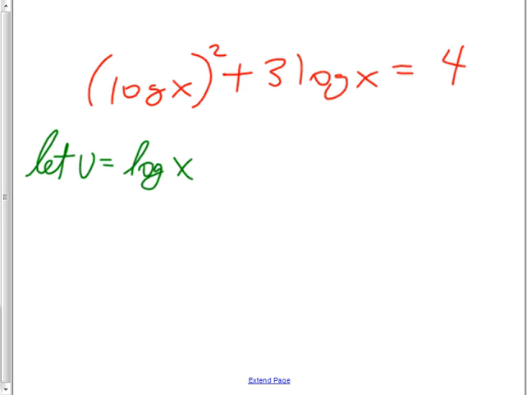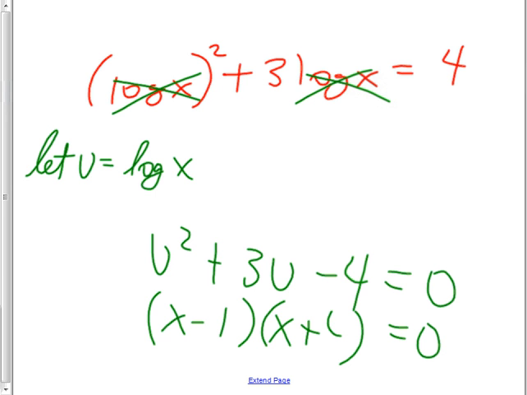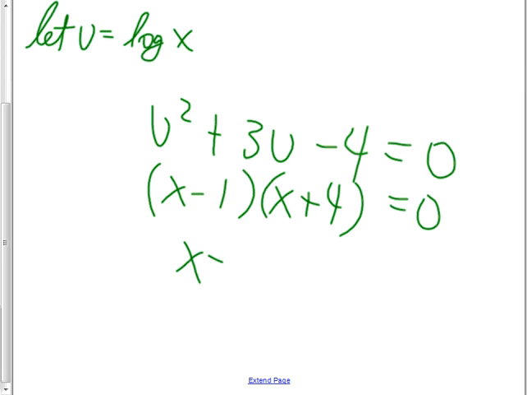Now, that's a U and that's a U. So it's U squared plus 3U, and then I'm really smart. I'm moving the 4 to the other side. Minus 4 equals 0, all in one step. Why? Because you have to set it equal to 0 to factor it. Then I factor it, and I get x minus 1 and x plus 4. And so the answer is x equals 1, x equals negative 4.